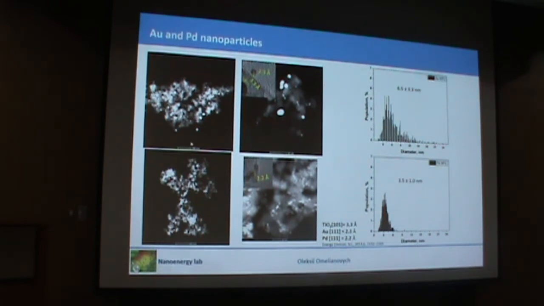So here are STEM images of the gold titanium dioxide powder and the palladium titanium dioxide powder. From STEM images, the average morphology, population, and the average diameter of the nanoparticles were obtained. And using high-resolution TEM analysis, the titanium dioxide nanoparticles, gold nanoparticles, and palladium nanoparticles, respectively, were identified using the lattice fringes, which were obtained from the high-resolution TEM images. Here are some of the average particle sizes.